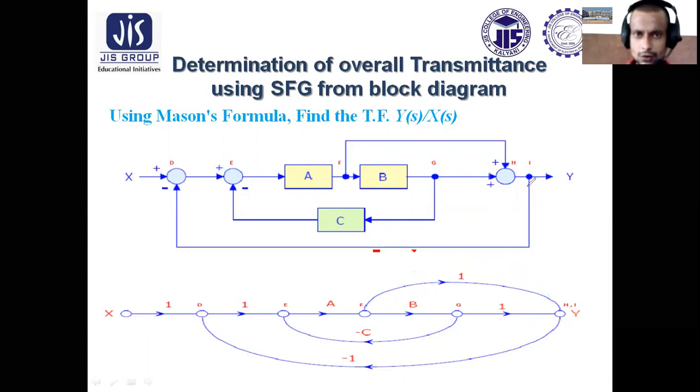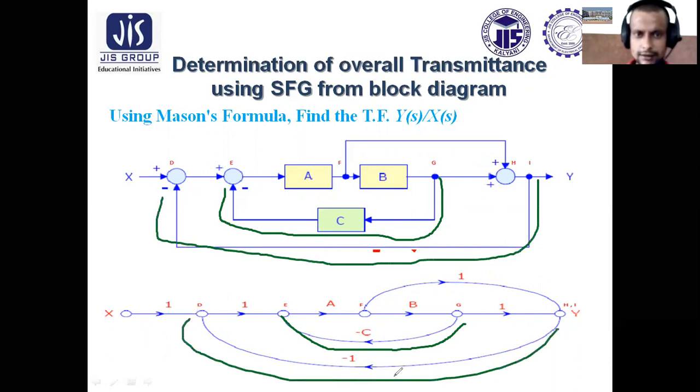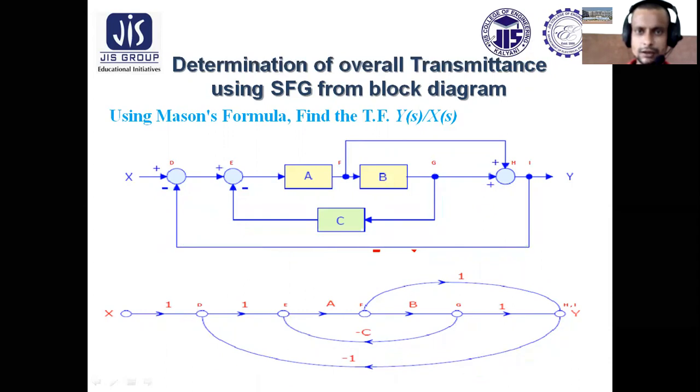Now, between G and E there is minus C. Between H or I and D there is minus 1. So this is how you can get the overall SFG from the given block diagram.